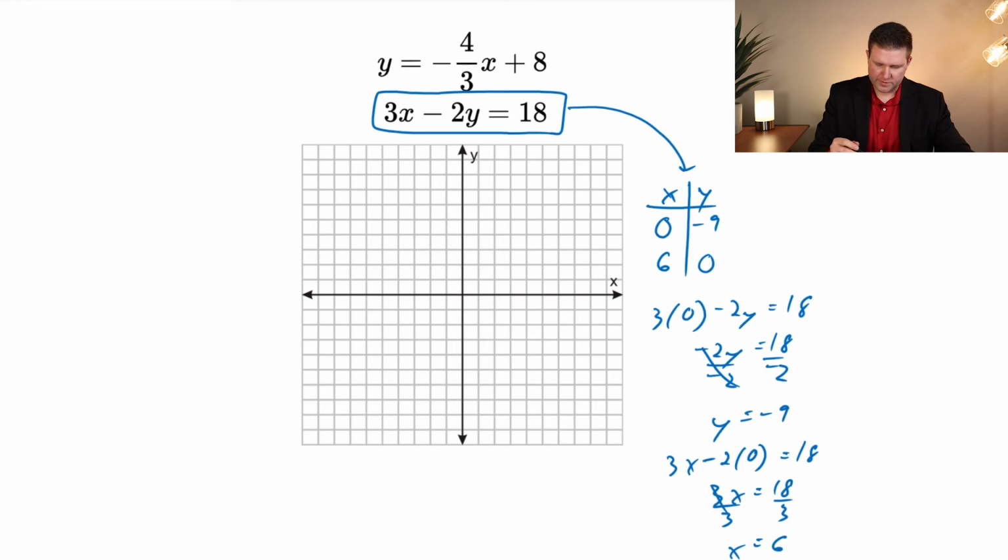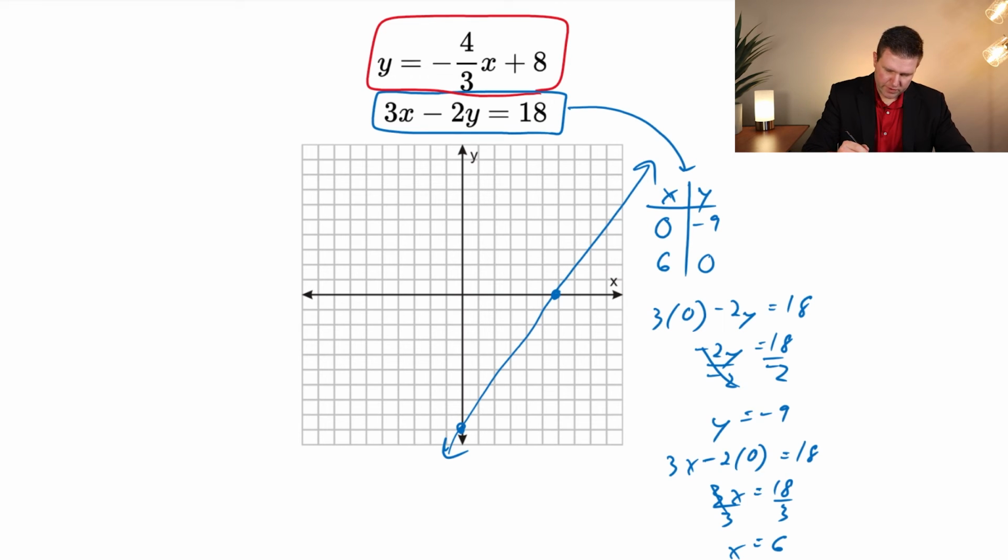So I'm going to go ahead and plot those points and draw a line through them. So 0, negative 9 would be 1, 2, 3, 4, 5, 6, 7, 8, 9 right here. And then 6, 0, 1, 2, 3, 4, 5, 6, and then I'll draw this here. There we go.